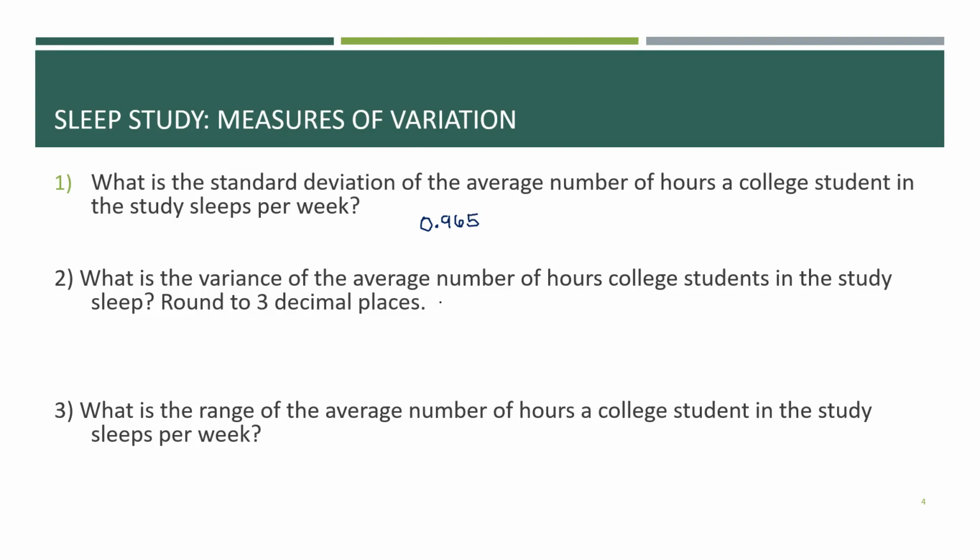Next, what is the variance? Well, we had in our pre-lecture notes that we take the standard deviation and we square it. So I'll do that on my calculator. 0.965 squared gives me 0.931, and that is rounded to 3 decimal places, just like they ask.